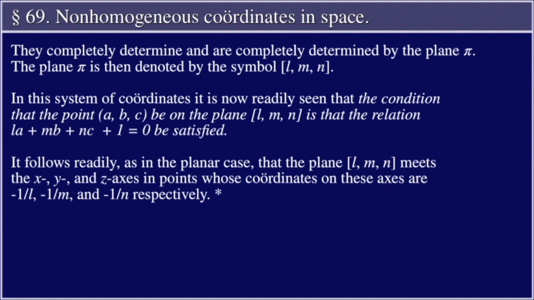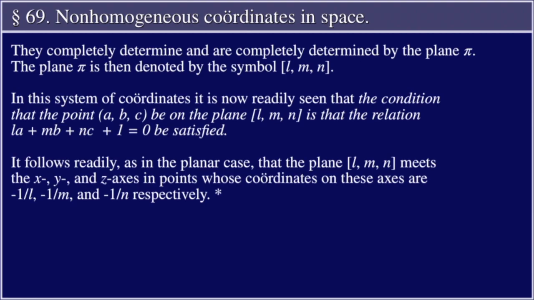In this system of coordinates, it is now readily seen that the condition that the point (A, B, C) be on the plane [L, M, N] is that the relation LA + MB + NC + 1 = 0 be satisfied.